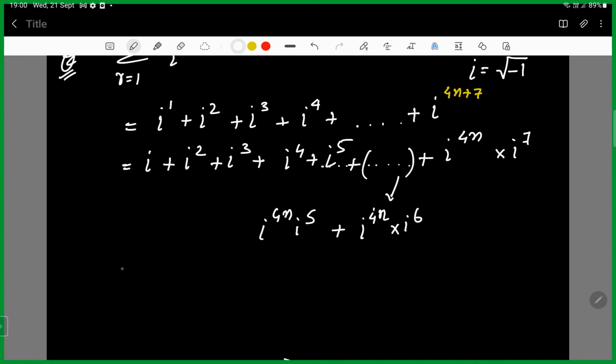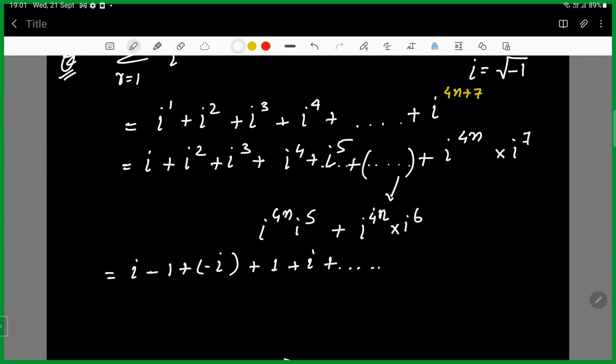Now iota we will leave as it is, because we have to find in terms of iota. Iota square is how much? Minus 1, plus minus iota. Iota to the power 4 is 1, right? So far so good. Now iota to the power 5, it will start to repeat. What is this? Iota, right?